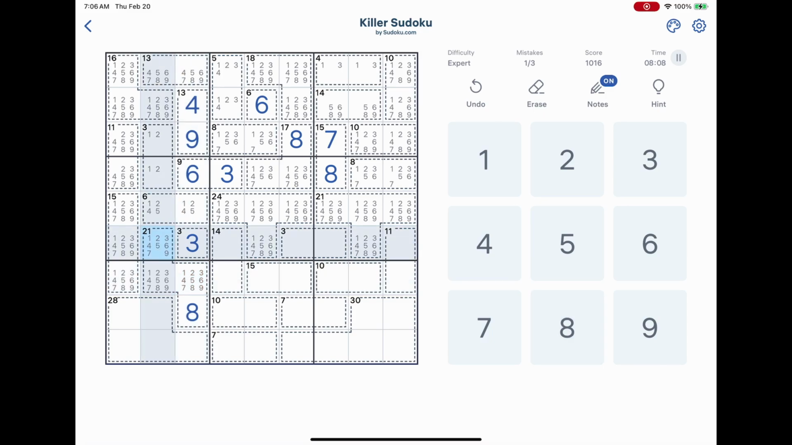Remove the 8 from one of the squares. We'll discuss in the next step. This is the third double.